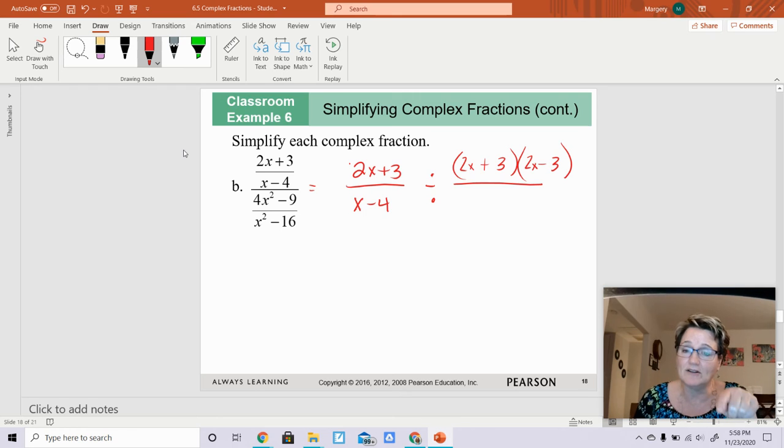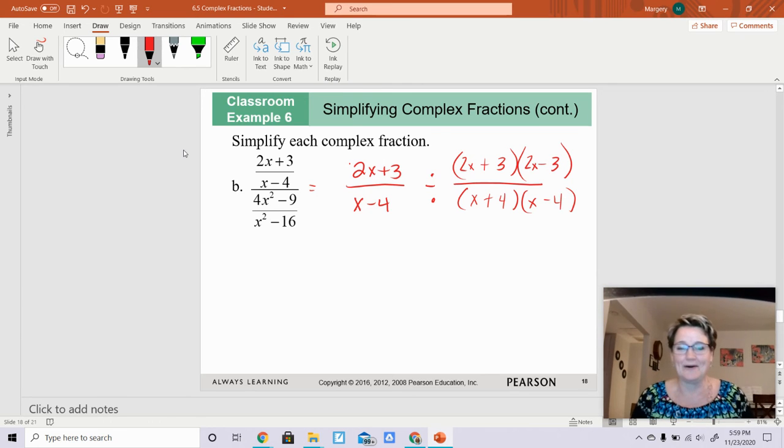Now the bottom is also a difference of squares because you can square root x squared, you can square root 16. There's a minus sign between them. So I know I'm going to have 2 sets of parentheses. One will have a plus sign, one will have a minus sign. Square root of x squared is x. Square root of 16 is 4. Okay? So that's done. Now, I can't do anything with the first fraction, just rewrite it.